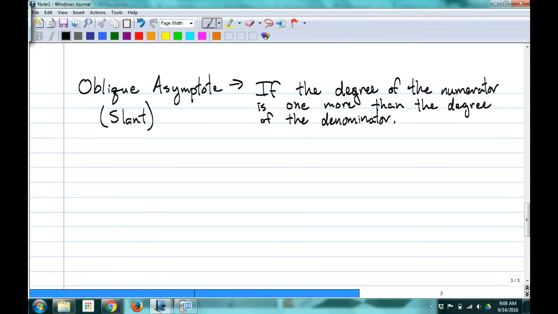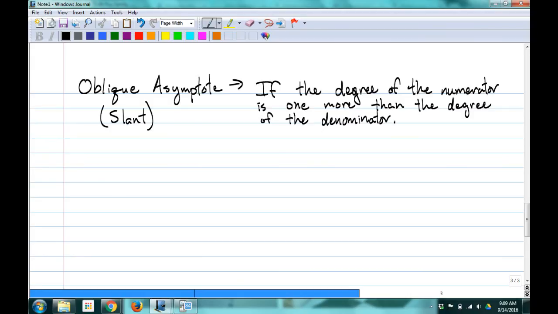It can only be 1 more. So you could only have like an x cubed over an x squared. If it's x to the fourth on top, the bottom has to be x cubed for an oblique to exist. Okay? If it's x to the fifth over x cubed, it's not oblique. That's no horizontal or oblique. It's possible that you don't have horizontals and you don't have obliques. You very likely will have vertical ones, though.